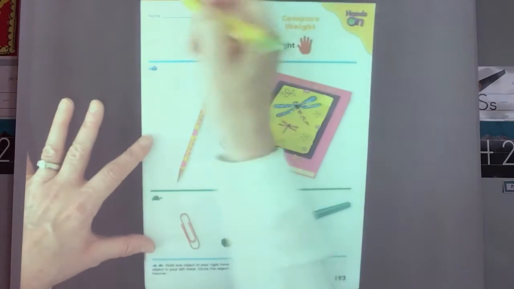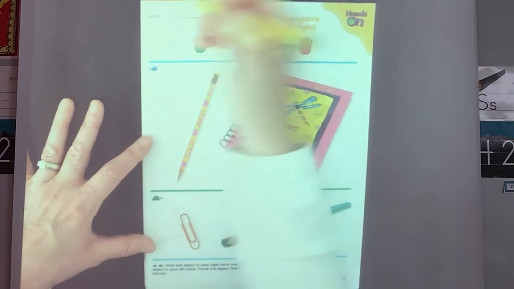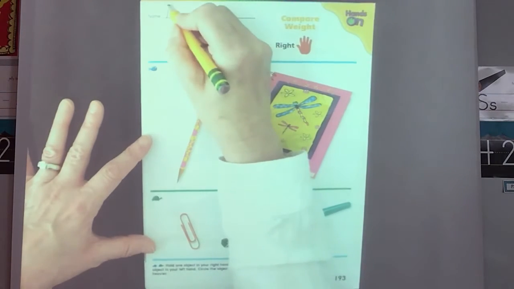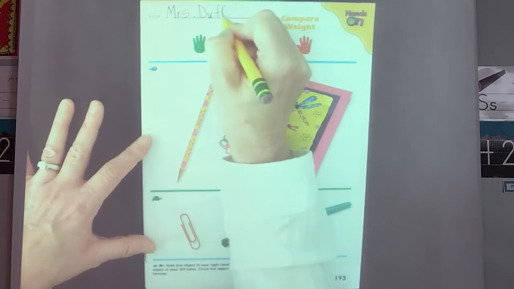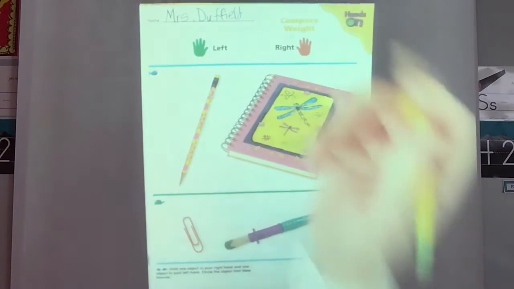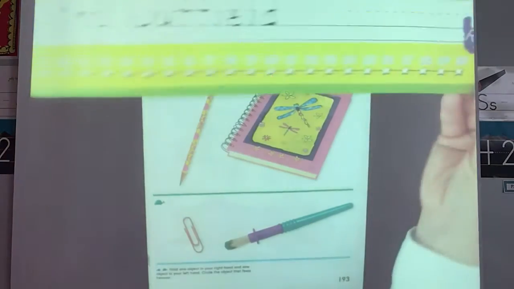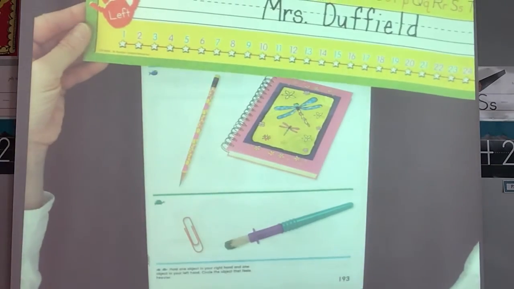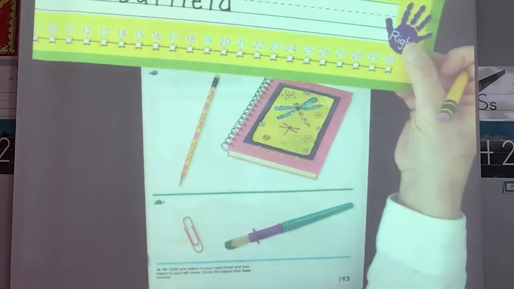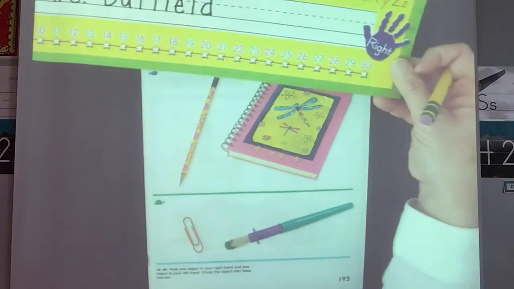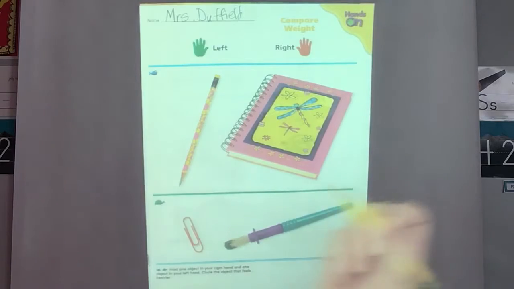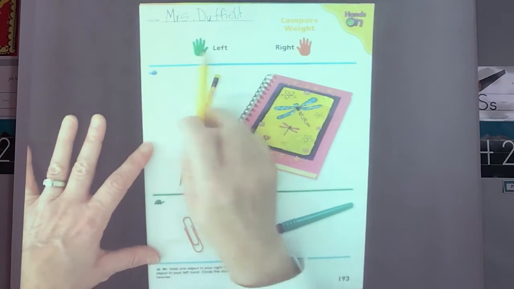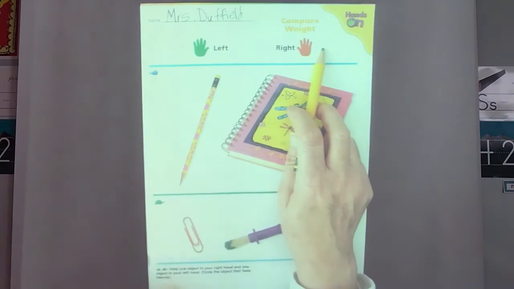Okay, so now we're looking at comparing weight and left and right. So I'm going to put my name up at the top. We've done some left and right, and as you notice, you can also get your handy little name. It's got left, right, left, right. So you can have that where you can see it. It also has it here, left and right.